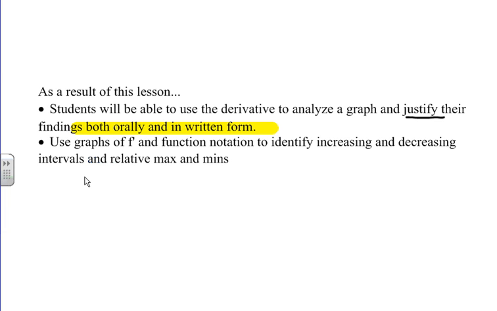All right, we're going to talk about this tutorial today, and we're going to look at the first derivative test, and we're going to use it to analyze graphs and justify our answers both orally and in written form. Okay, and we're going to have another one coming up on how to test out the graphs of the function.